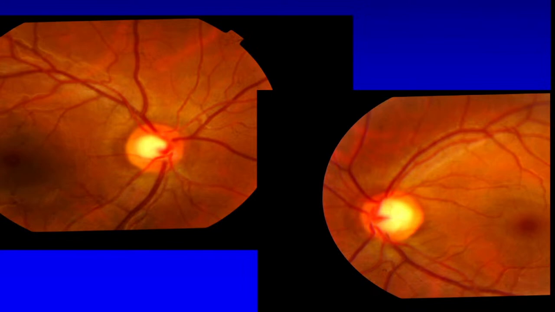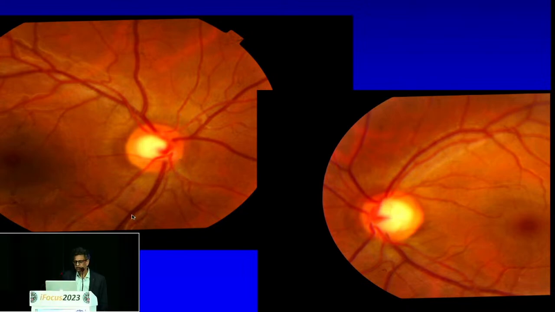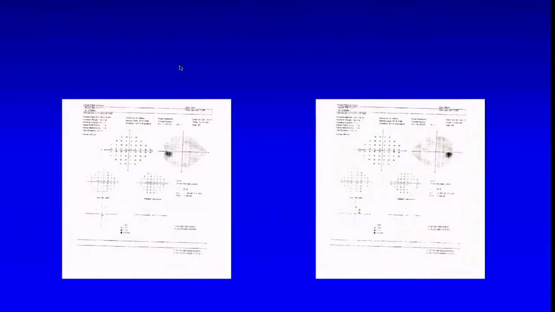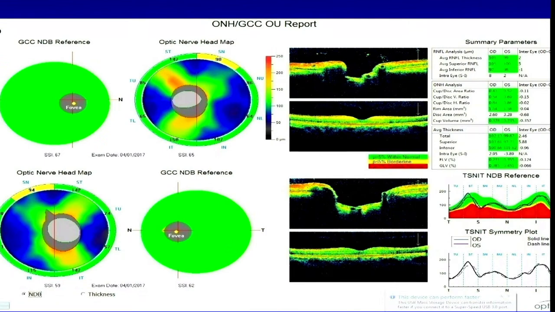So this is exactly what happened over here. It is looking asymmetrical, right? Yes, so we should examine. The cup is large. We are not bothered that the ISNT rule is being followed. We are not bothered that the striations are all normal. There is no wedge defect anywhere. But we'll get all the examination done. Okay? We have to earn money, right? We have bought a new machine. So you do the field, you find that the field is normal. You do the OCT, OCT is also normal.